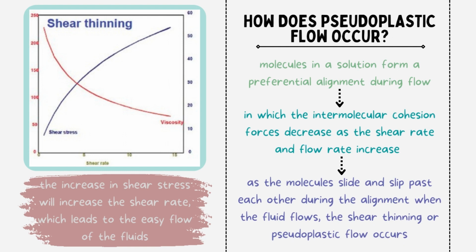How does pseudoplastic flow occur? Molecules in a solution form a preferential alignment during flow, in which the intermolecular cohesion forces decrease as the shear rate and flow rate increase, as the molecules slide and slip past each other during the alignment. When the fluid flows, the shear thinning or pseudoplastic flow occurs.